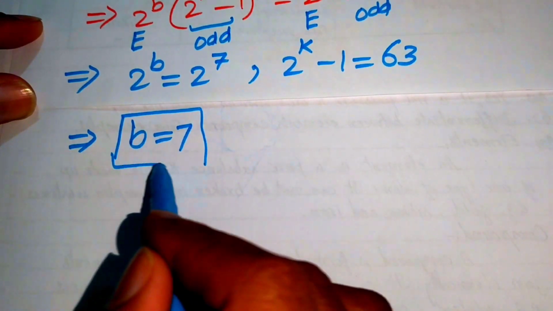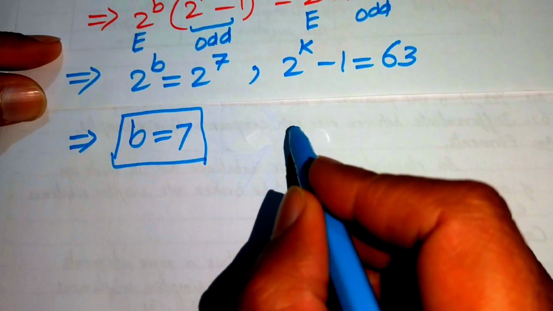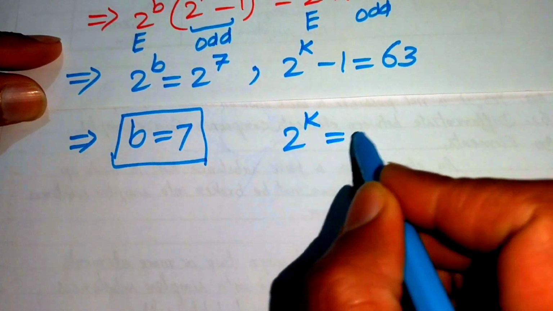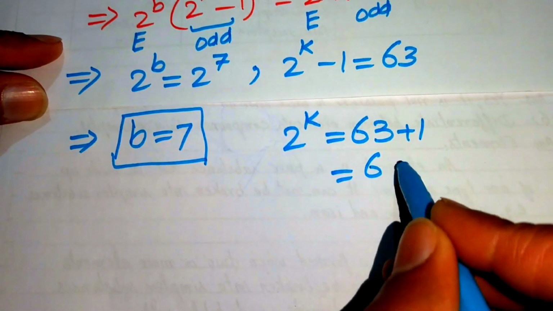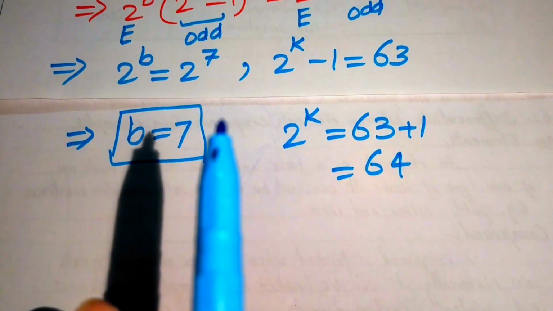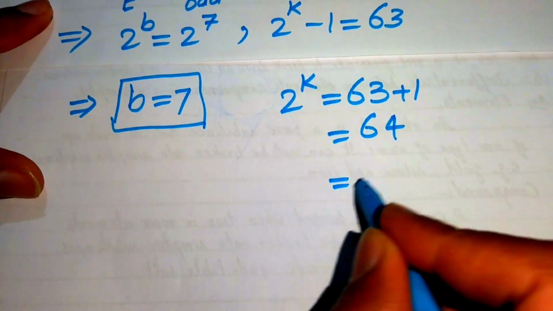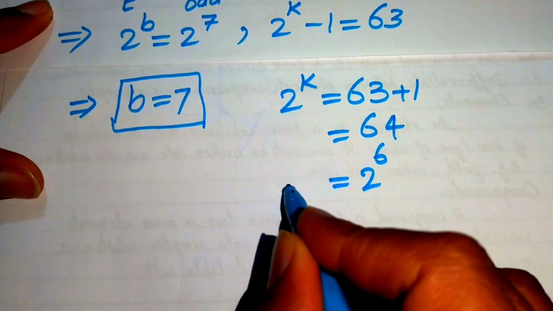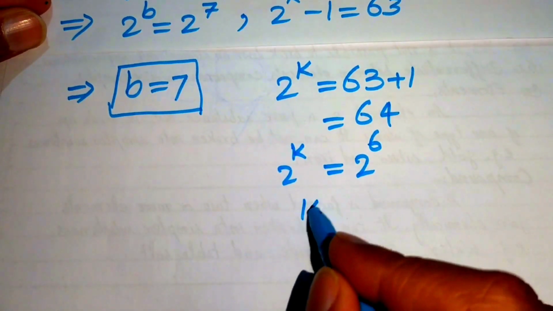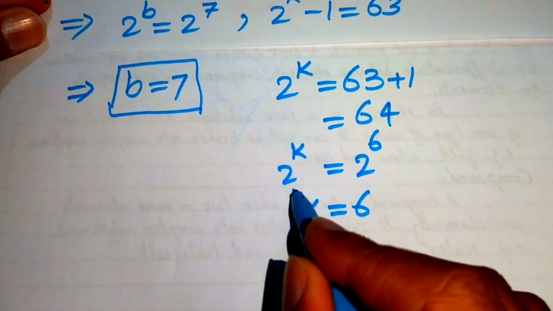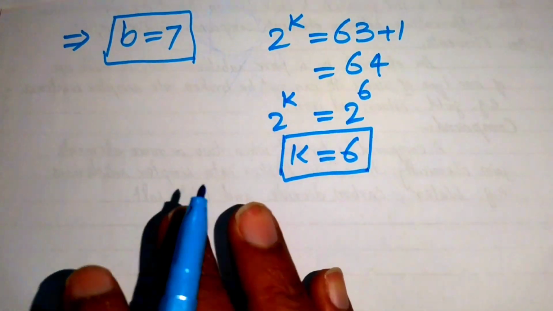So this is our value of b, and here we move this minus 1 to the right hand side and we get 2 to the power of k equals 63 plus 1, and when we add 63 plus 1 we get 64. And now we again write the prime factors of 64 and you know that 64 equals 2 to the power of 6. So when you compare both of the sides, then you get the value of k equals 6. So from here we find the value of our a.